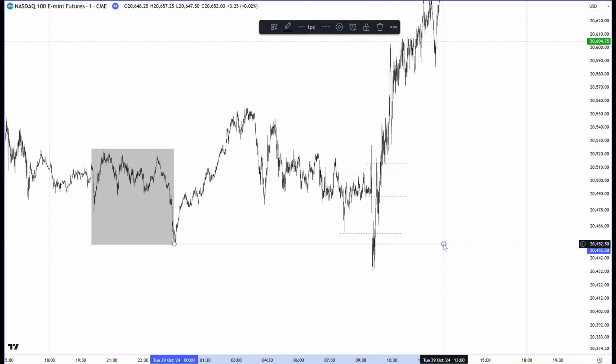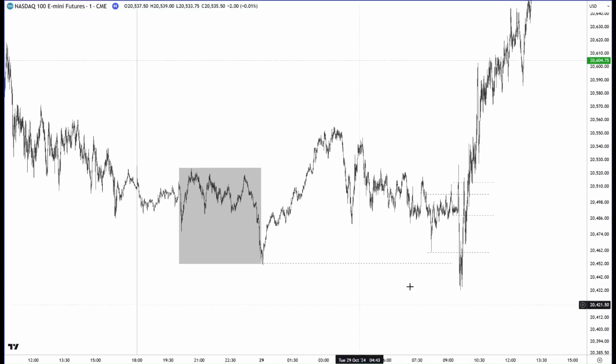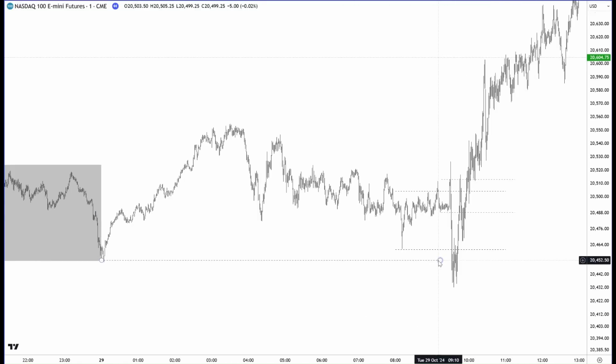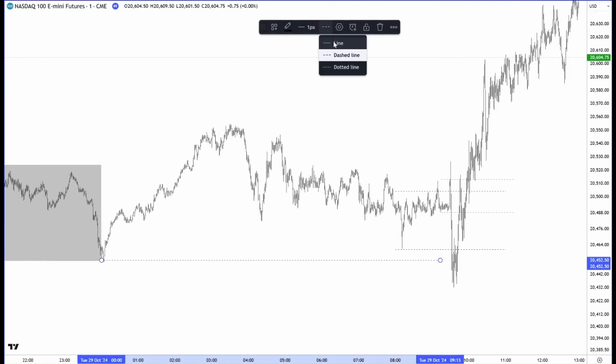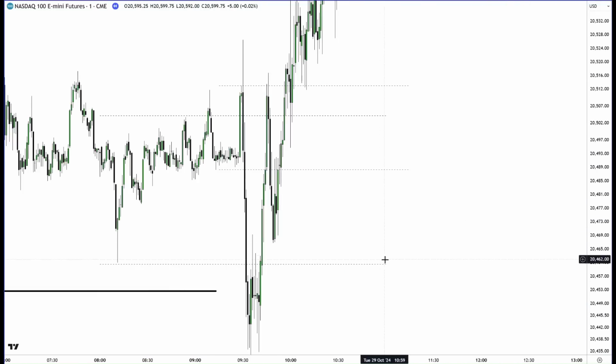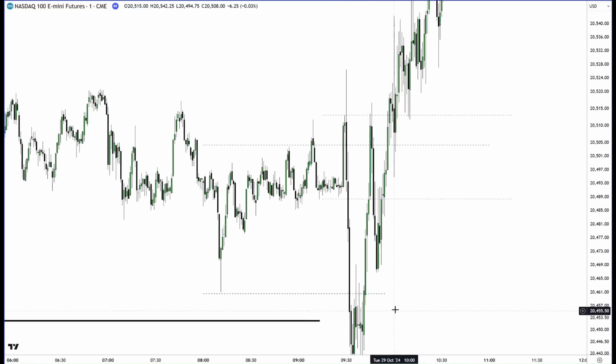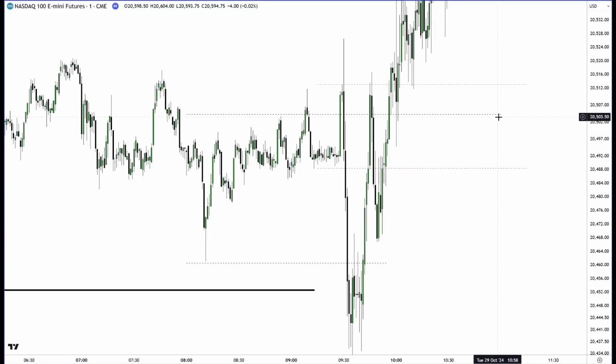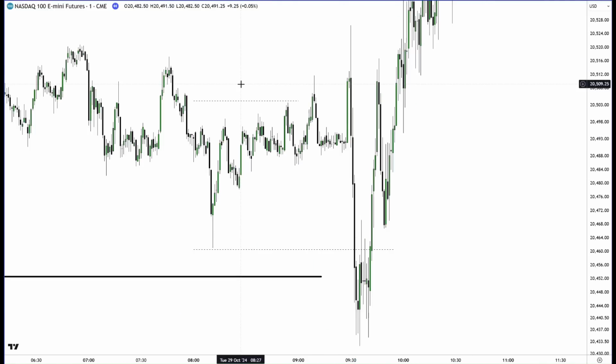Why? Firstly, we have a key level in the form of this level right here. Let's make this a thick black line. This is our key level. This is the 8 a.m. candle range low and the 8 a.m. candle range high. Okay? Look at the 5 minute.